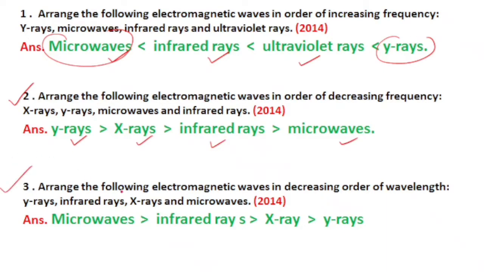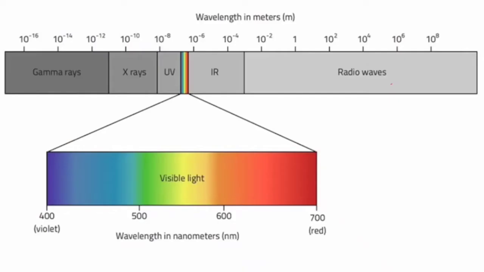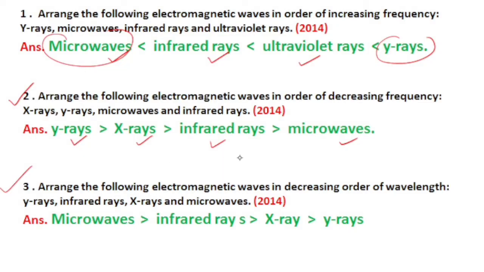Now next question number 3, arrange the following electromagnetic waves in decreasing order of wavelength. This one is in increasing order of wavelength, gamma ray to radio wave and microwave. And decreasing order of wavelength means starting from radio wave, microwave, and minimum wavelength, which ray? Gamma rays. Yes, gamma rays have minimum wavelength and microwaves have maximum wavelength. After microwave comes infrared rays, then X-rays, and last gamma rays. So it is in the order of decreasing wavelength.